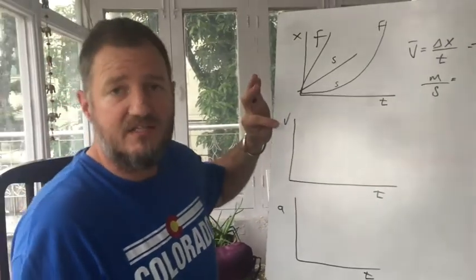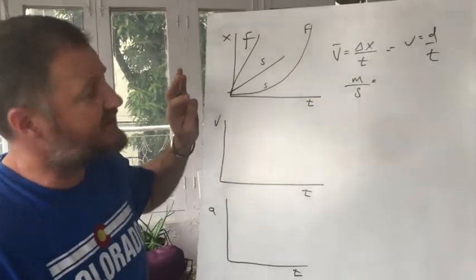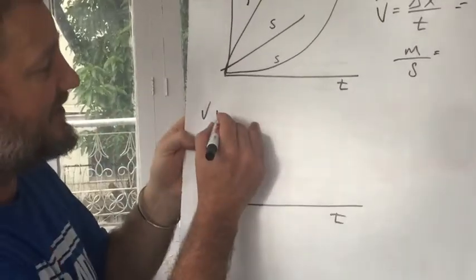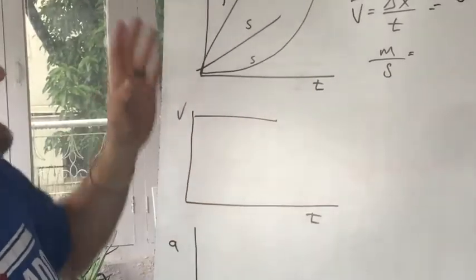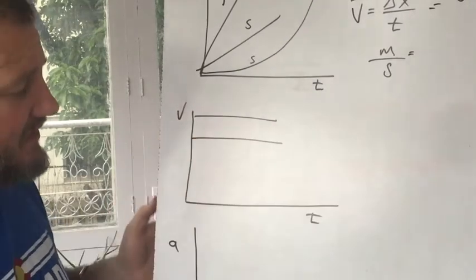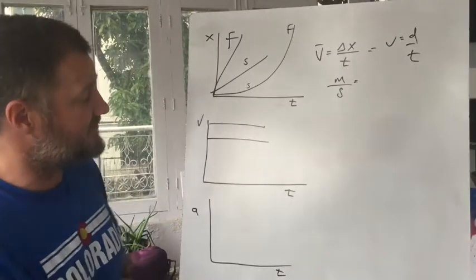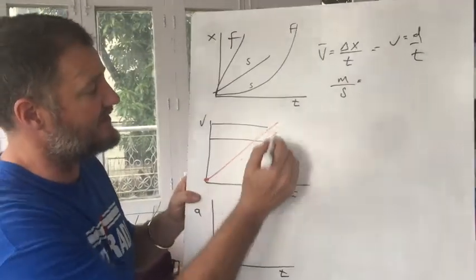Next one is a velocity time graph. Velocity time graphs look very similar. This object here that was going fast might look like this. And this object here that's going slow might look like this. And an object that starts out slow and goes fast ends up looking like this.